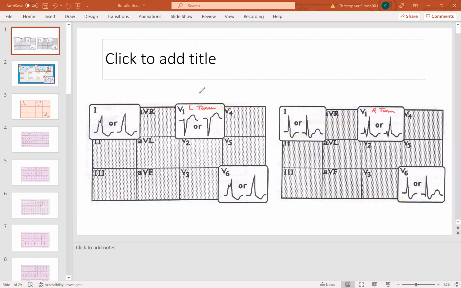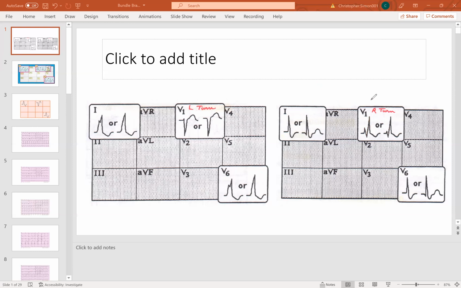All right, so right bundle branch block, RBBB. You can have a couple of different morphologies here. You can have kind of a double R, like you see here. Or sometimes you just have a Q and then a very wide R and then an S, all right? So it can be either or.